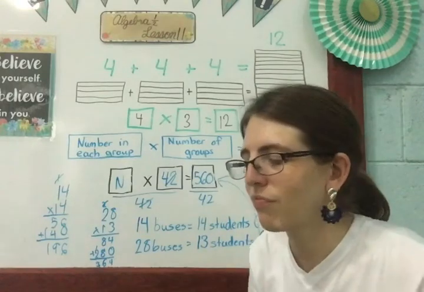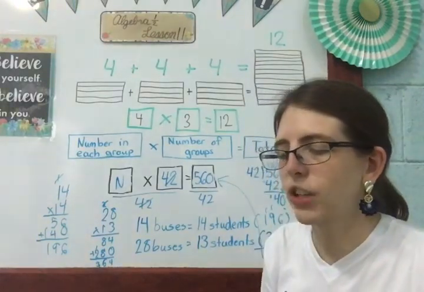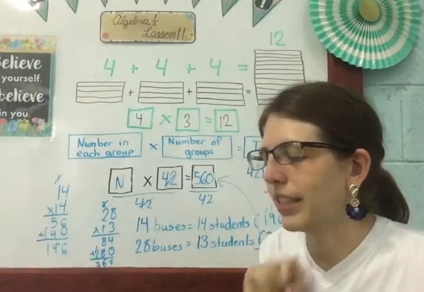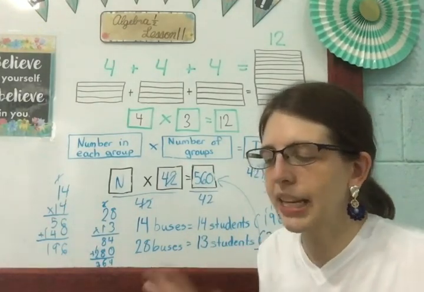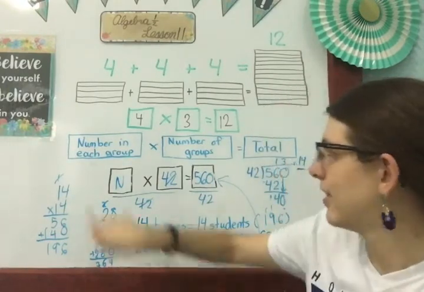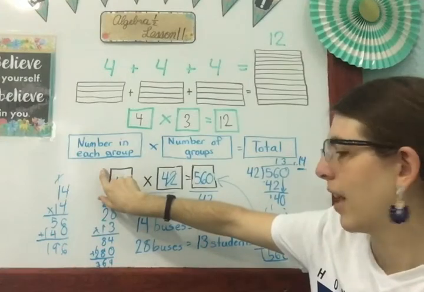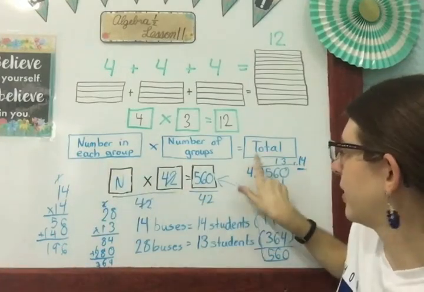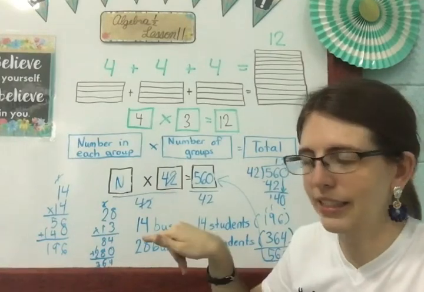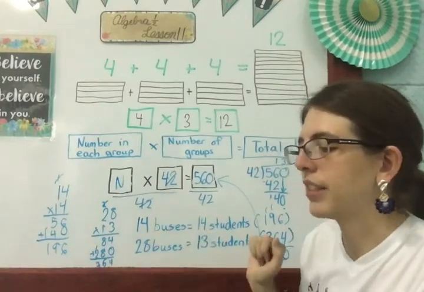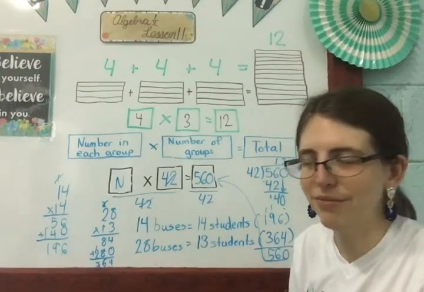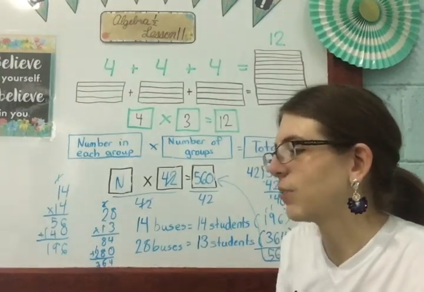Good. Letter B, 40 kids could crawl into one space. If there were 1,600 kids, how many spaces would it take to hold them all? So 40 kids is the number in each group. 1,600 kids is the total. I want to know the number of groups, so the number of spaces. So I divide 1,600 by 40, and you get 40. Very good. And the last one, letter C.